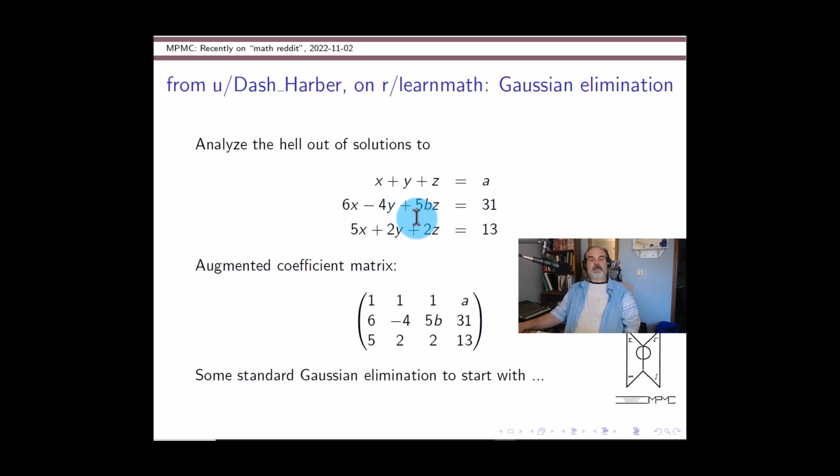And so I've built the augmented coefficient matrix for this system, where we just recognize that all the good information is in the coefficients. The fact that the variables are x, y, and z is totally irrelevant, so we don't really need to see them. And so we can arrange the coefficients in a matrix. This is called the augmented coefficient matrix because the coefficients of x, y, and z alone would form a square 3 by 3 matrix, but we need to carry along these right-hand side values as well. So the augmented coefficient matrix isn't square for this system.